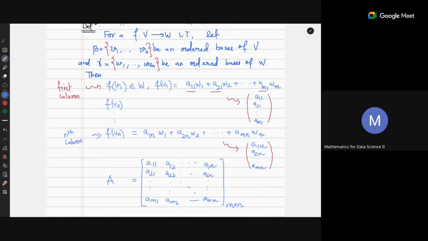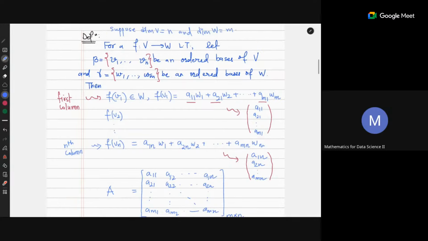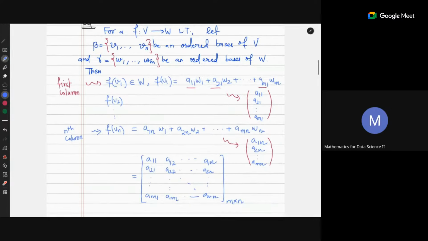So this is the matrix approach. Now, in order to give me a reference, I will also write down that I work with beta and gamma, where beta was the ordered basis for V and gamma was the ordered basis for W. So you have understood this idea. I've generalized this thing.